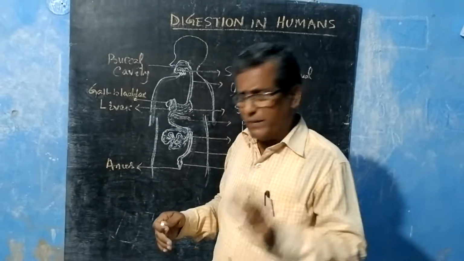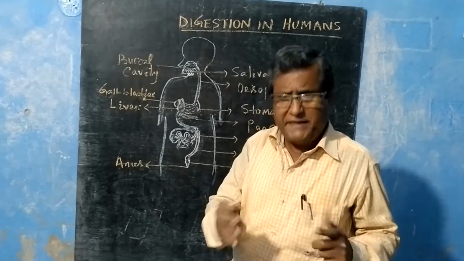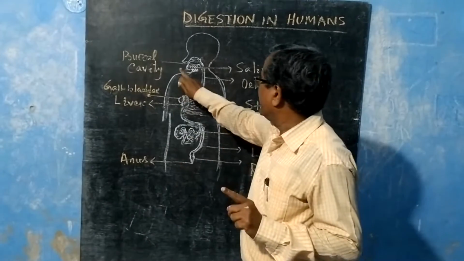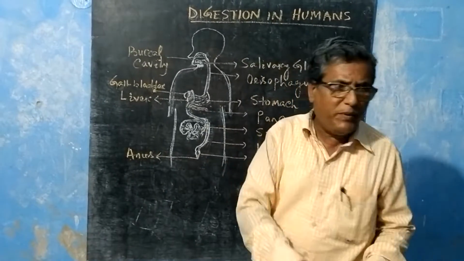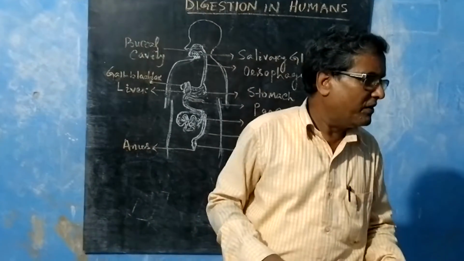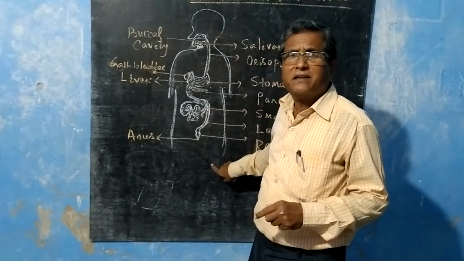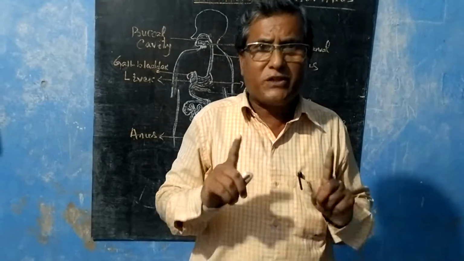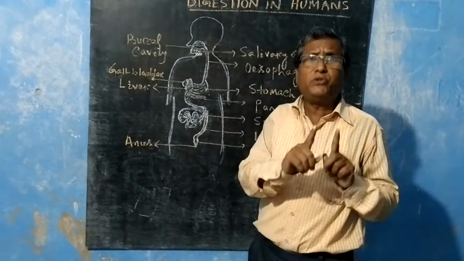So let me repeat it once again. Digestion starts with taking food, that is ingestion, and ends with discharging or removing the waste, called stool or feces, through defecation, that is called egestion. So digestion starts from ingestion and ends at egestion. It takes place in a system. This system is called the digestive system, and this system has two sections.